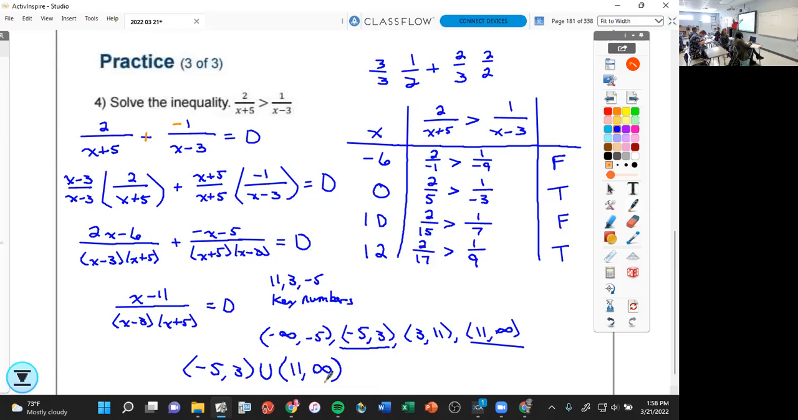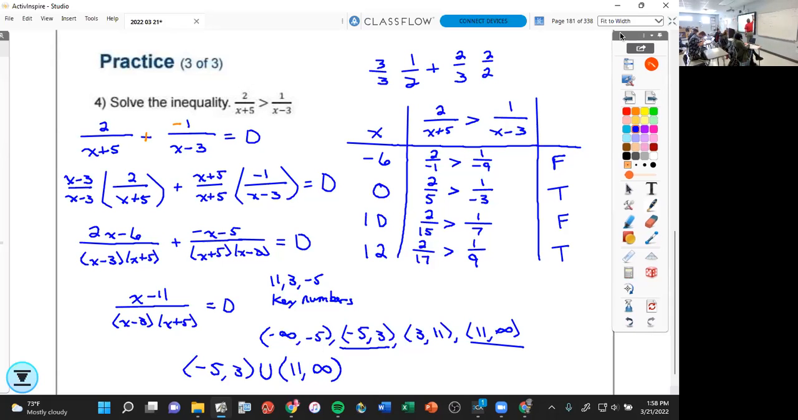Is there an equal sign up here? So can it be equal? Can it have a bracket? There's no equal sign. Okay. If there was an equal sign, if it was greater than or equal to, could it have been 11? Yes.